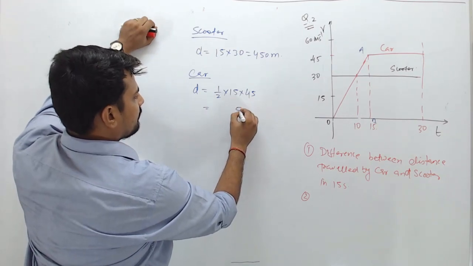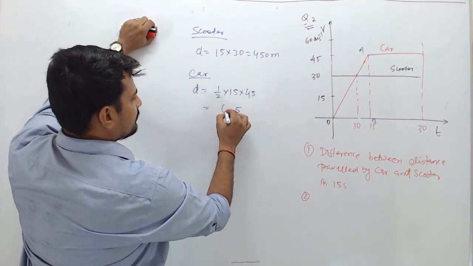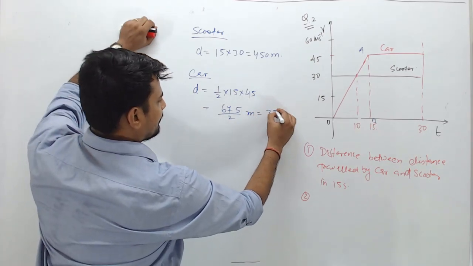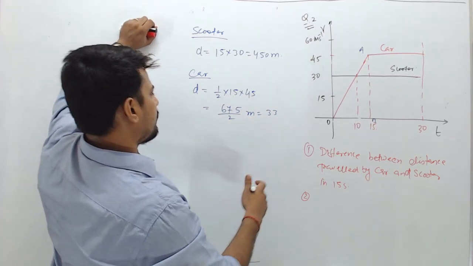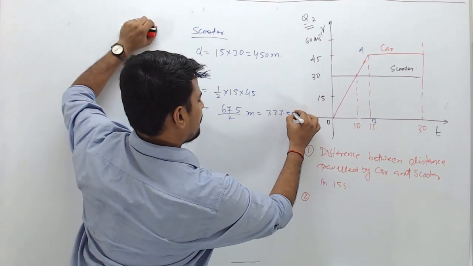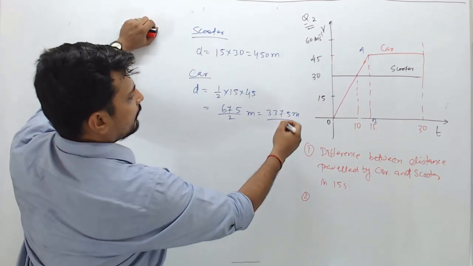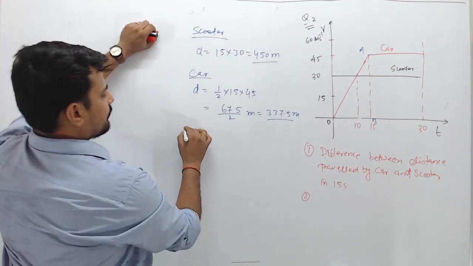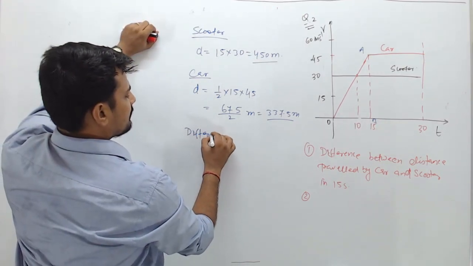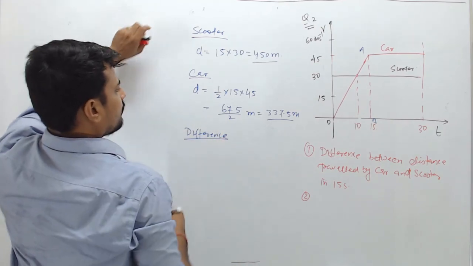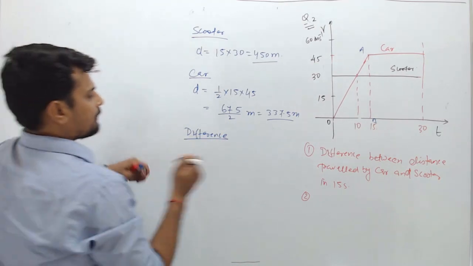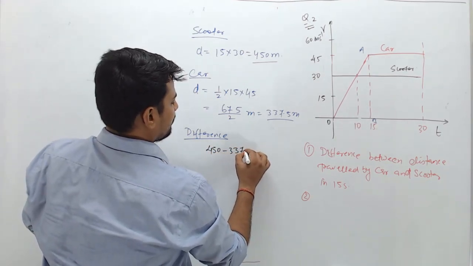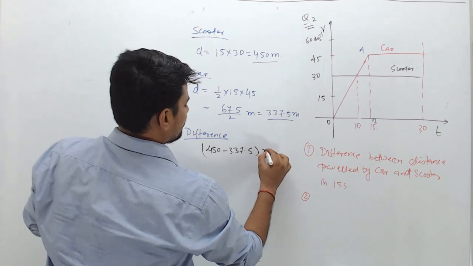Okay, so that's going to be a decimal value, not a problem. 15 times 5 is 75, carry 7, 15 times 4 is 60. So 675 upon 2, that is going to be in meter. So that's going to be 337.5 meter. You can see that the car is still behind the scooter. Well, the difference should be how much? Quite easily done. Difference of the distance should be 450 minus 337.5. Well, that should be the answer.